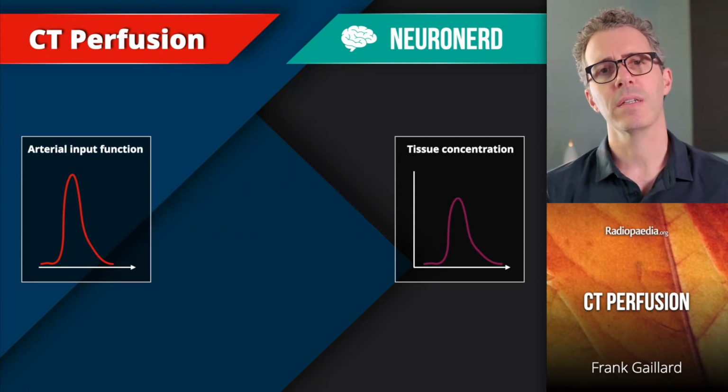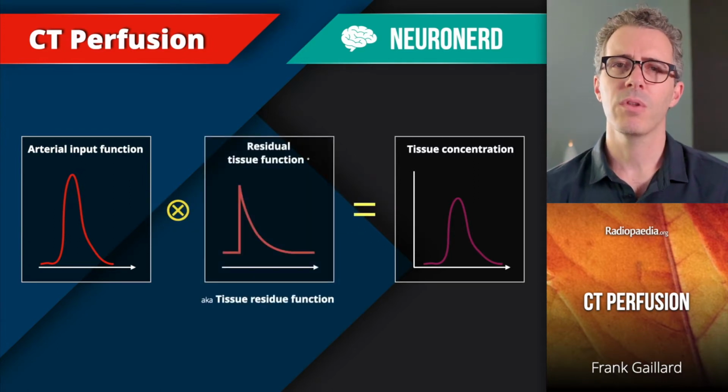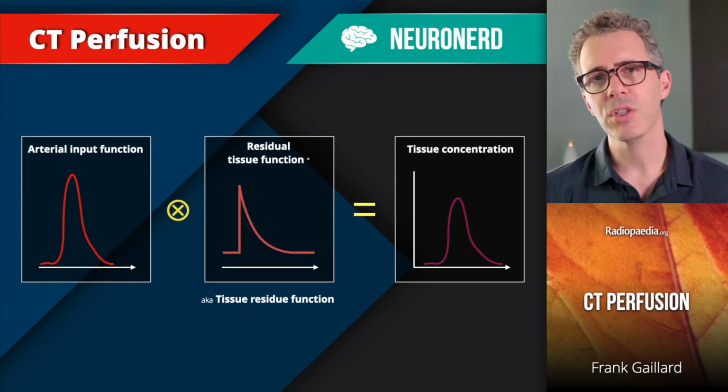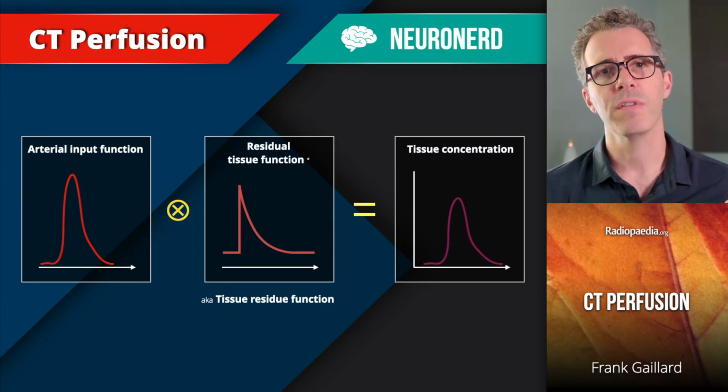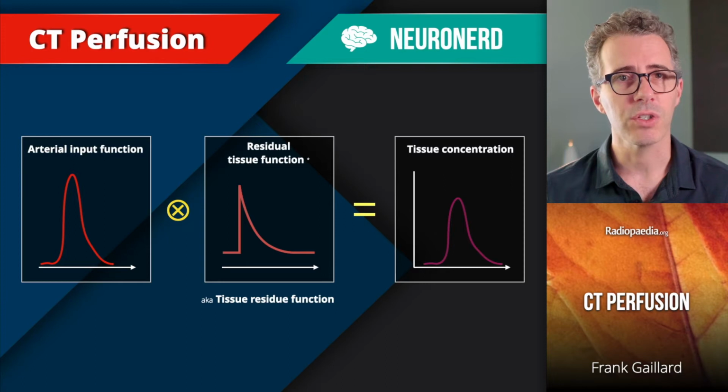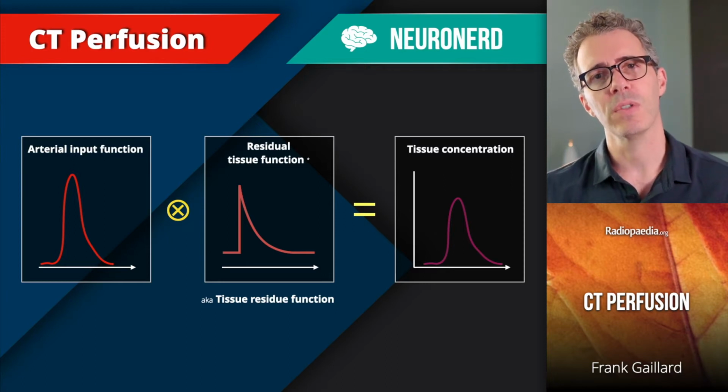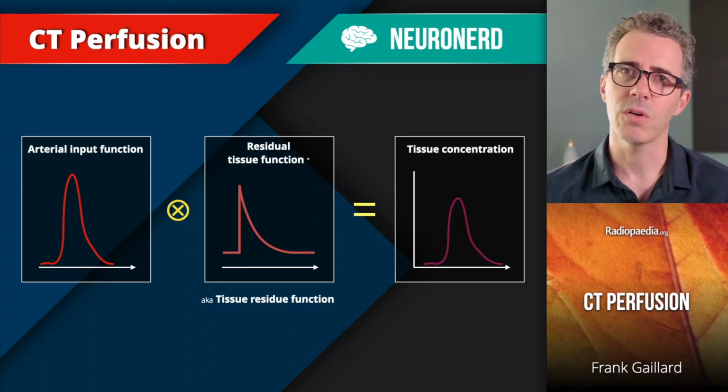We call this effect the residual tissue function. Although we can't directly measure it, since we can measure the tissue concentration curve of the tissue as well as the arterial input function, we can calculate the residual tissue function by a process called deconvolution.